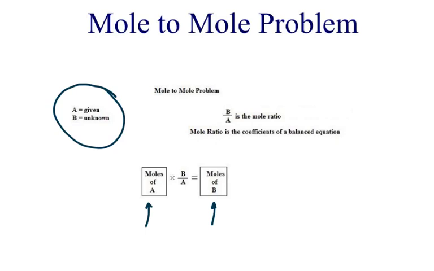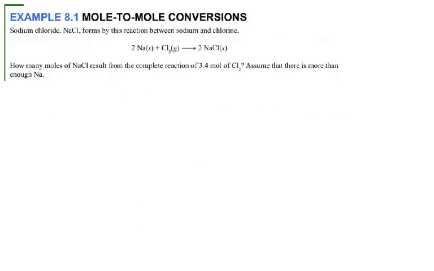The question is, what exactly is B over A? Well, B over A is known as the mole ratio. And the definition of the mole ratio is that it comes from the coefficients of a balanced equation. You see, you're going to be given a chemical reaction. If it's not balanced, your job is to balance it first. If it's already balanced, that saves you a step. From that balanced equation, that's where you obtain the coefficients that make up the mole ratio. Let's take a look at an example.